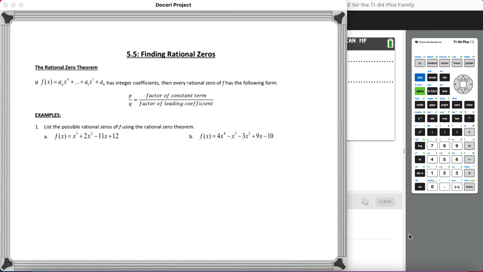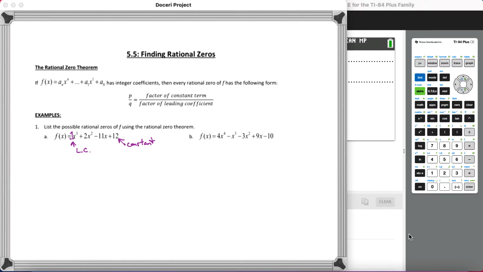So in these two examples, we're going to look at the possible rational zeros that would possibly work in these problems. In example A, the function is f of x equals x cubed plus 2x squared minus 11x plus 12. First thing we need to identify is what's the constant and what's the leading coefficient. Remember that the constant is the term without the variable. So in this case, it's 12, while the leading coefficient is the number in front of the term with the highest exponent, so stick in that invisible 1 so you can see it. Those are the two numbers that we need to work with.